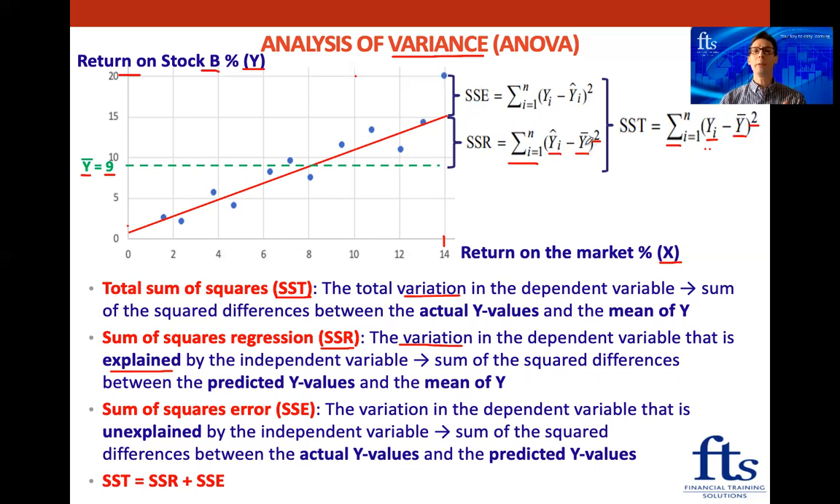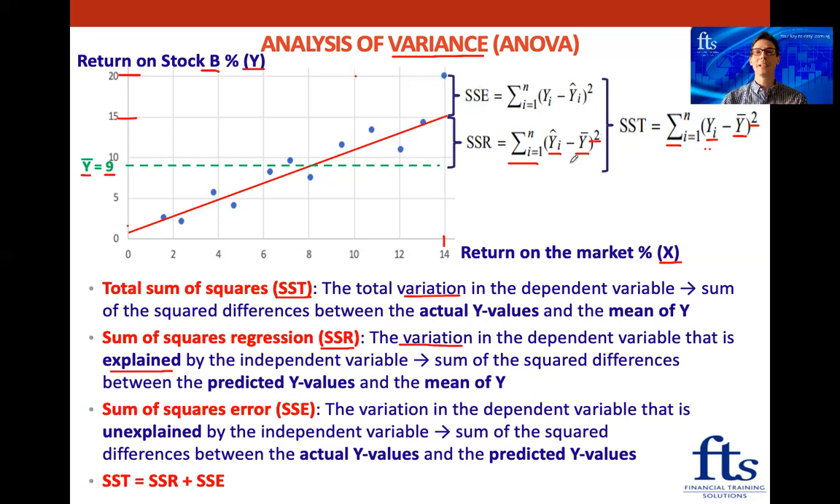So if we now look at our particular year that we're looking at, when the market did 14%, what is the predicted return according to our regression line over here? So all we're going to do is go up there to the red line and go left. So our predicted return is 15%. And then the mean of y is 9%. So it would be 15 minus 9 squared. So that would be for our particular year, 15 there, the predicted return minus the mean of y, which is 9 squared. So again, we've just done it for 1 year.